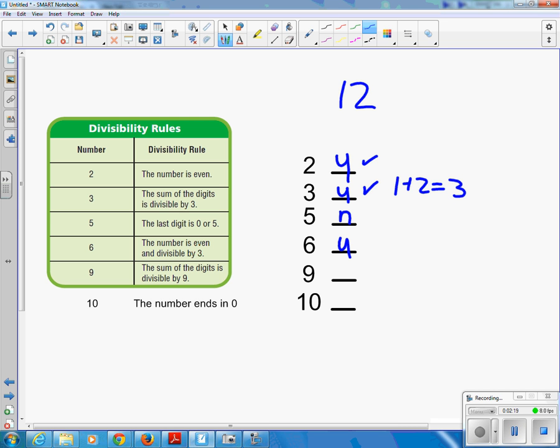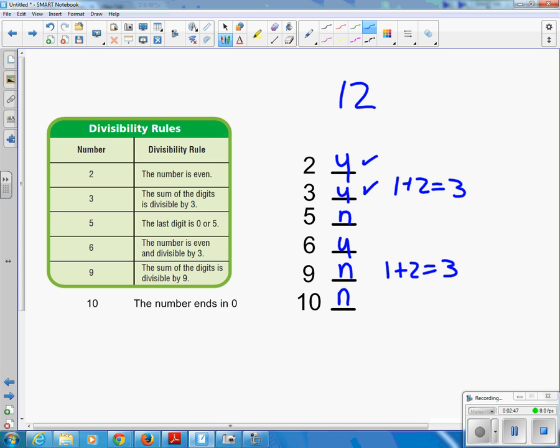The rule for 9. The sum of the digits is divisible by 9 or is a multiple of 9. We did it already. 1 plus 2 is 3. And 3 is not a multiple of 9. So no, the number is not divisible by 9. Is the number divisible by 10? Well, the number has to end in a 0 and this one ends in a 2. So that means no.